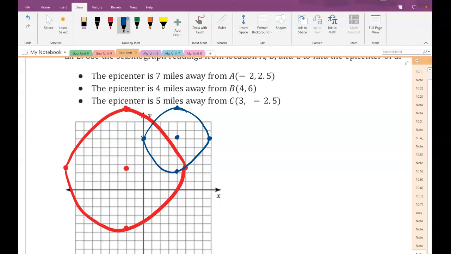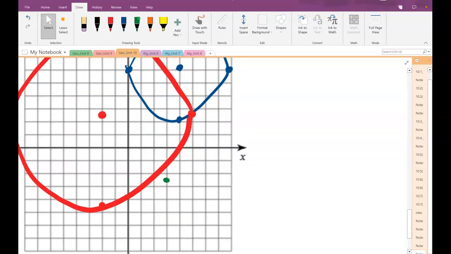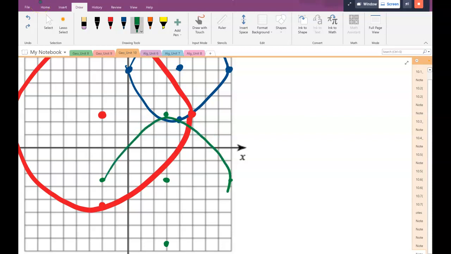And earthquake C, it has a radius of 5 miles. So we go 3, -2.5. So to count 5 in each direction. 1, 2, 3, 4, 5. And then, ooh, that was terrible. All right, something like that.